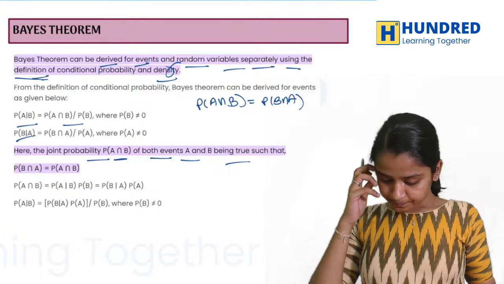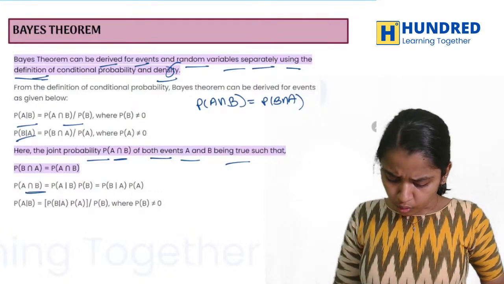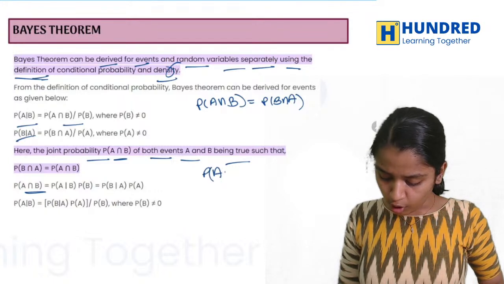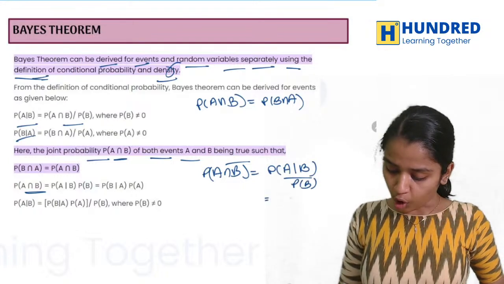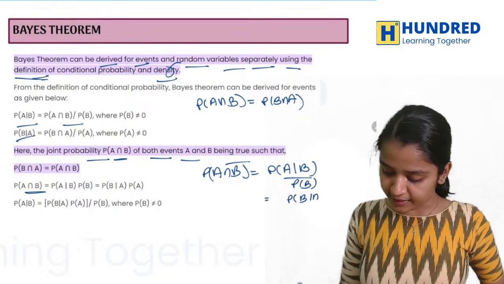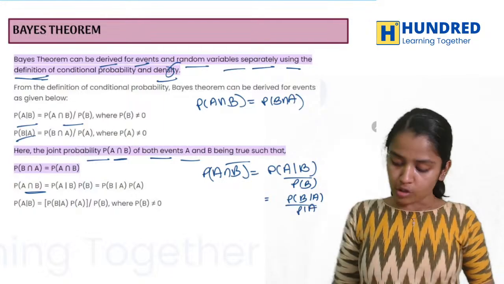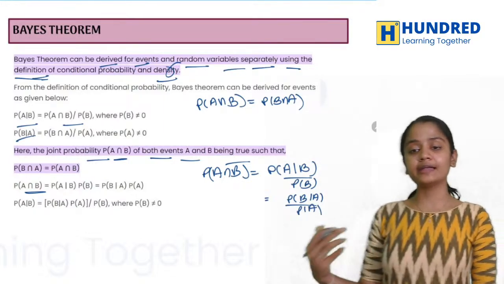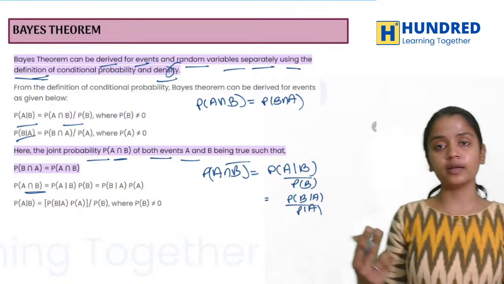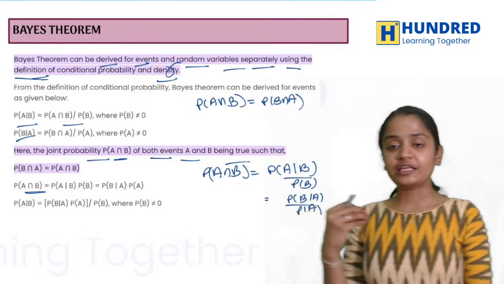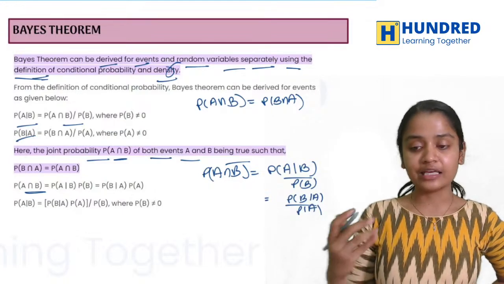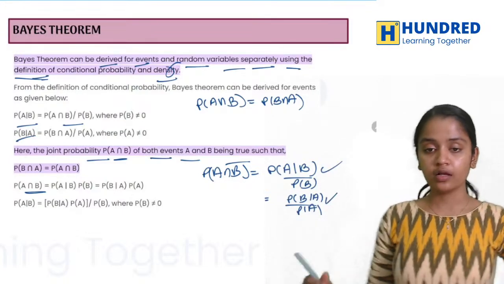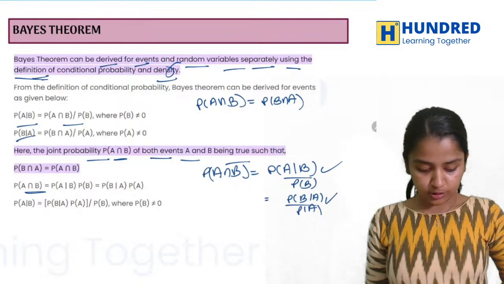Now, P of A intersection B, how are they writing? P of A given B times P of B, or P of B given A times P of A. So இந்த மாதிரி எழுதுறாங்க. So P of A intersection B, you can write in 2 formulas. Probability of event A given B, probability of event B given A. Okay, so you'll be having these 2 probabilities.